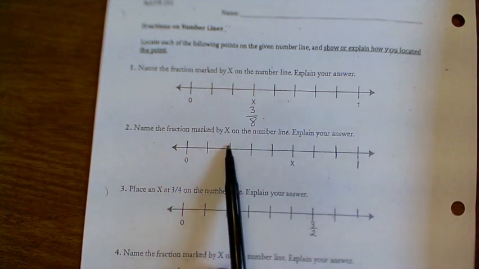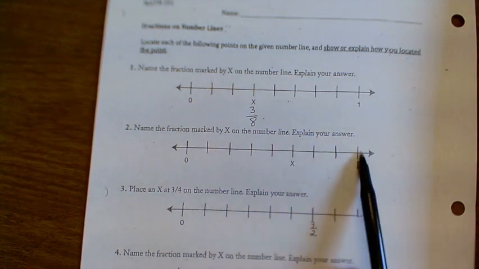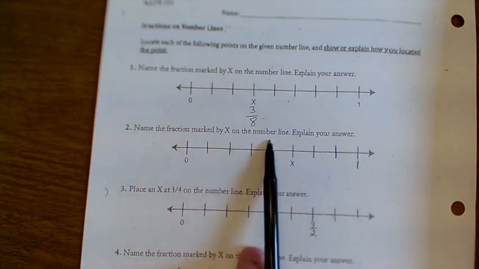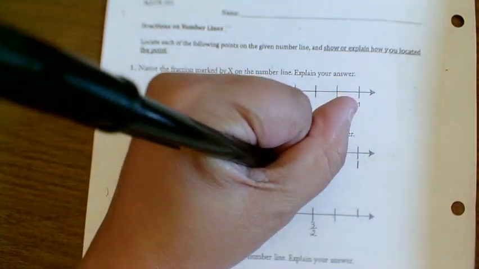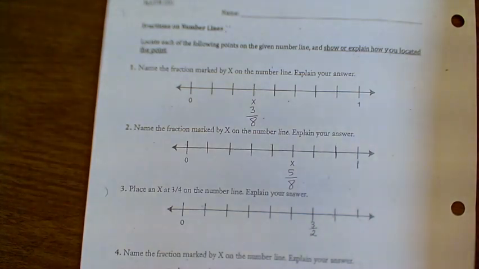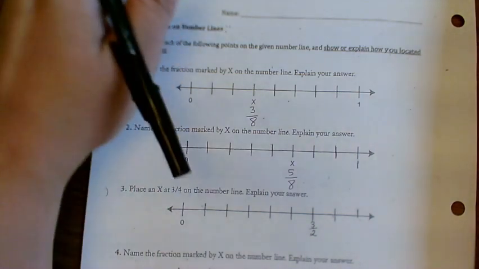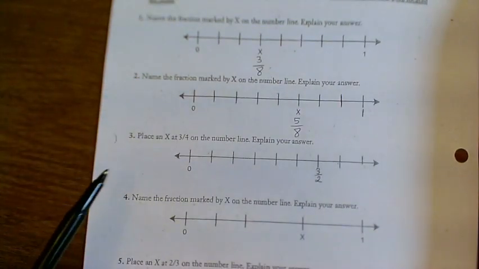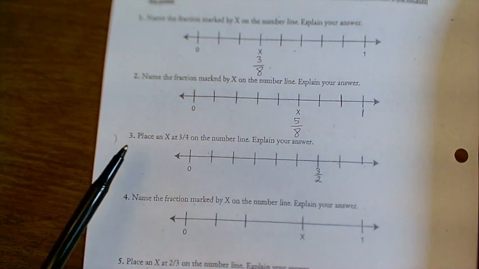So we have 1, 2, 3, 4, 5, 6, 7, 8 equal parts again. And the x is on the 1, 2, 3, 4, 5th one. So we are at 5 out of 8. So that x should be 5/8. Okay. Now the next one, number 3. Place an x at where 3/4 is on the number line and explain your answer.